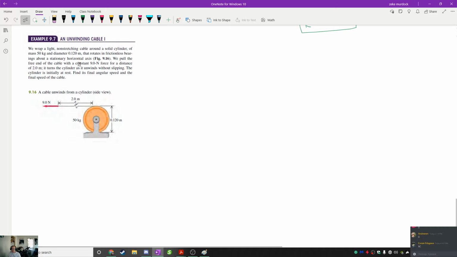We pull the free end of the cable with a constant 9 Newton force for a distance of 2 meters. It turns the cylinder as it unwinds without slipping. The cylinder is initially at rest. We want to find its final angular speed and the final speed of the cable. Does the problem make sense to everyone?